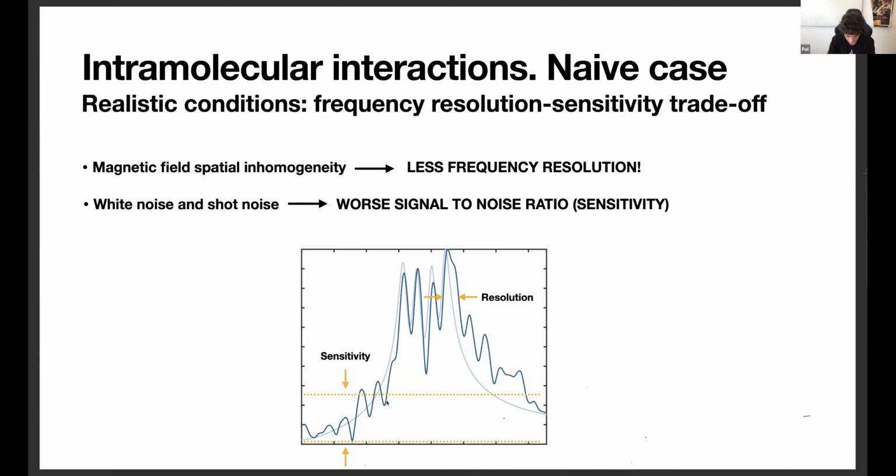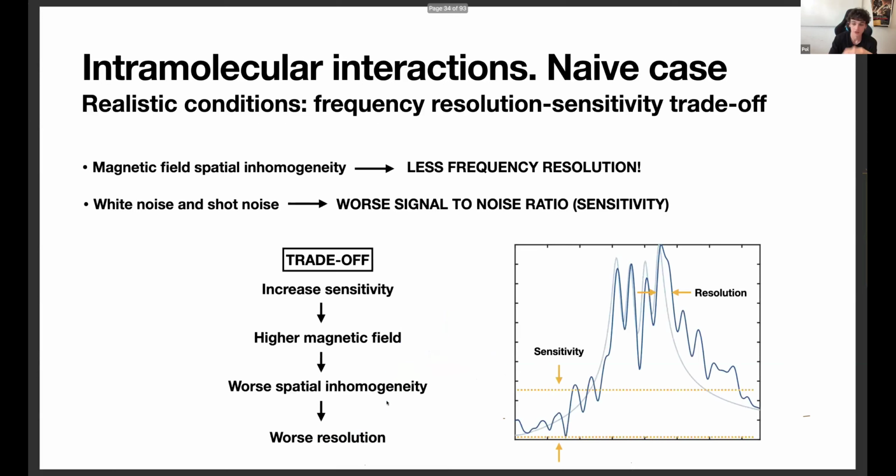Now, let me go back again to the magnetic field. If you think about it, there's a trade-off. Because remember that I said, if you want to increase sensitivity or increase signal-to-noise ratio, you want to increase the magnetic field, right? But higher magnetic field implies worse spatial inhomogeneity, which means worse resolution. So it's like a trade-off between sensitivity and resolution, or the other way around, right? So this is kind of a problem, but well, you can prioritize one or the other.